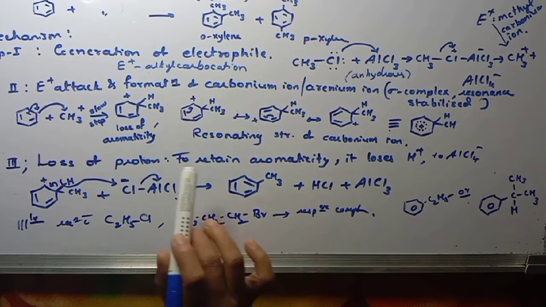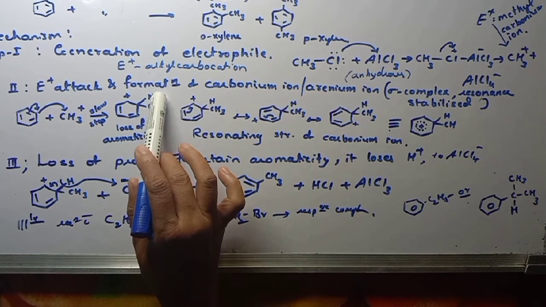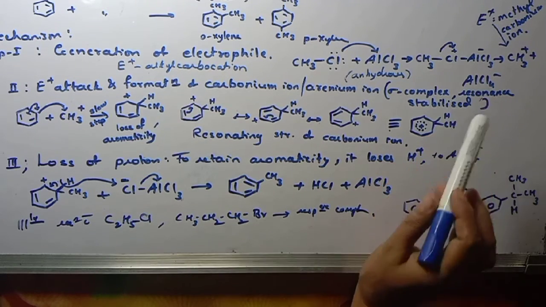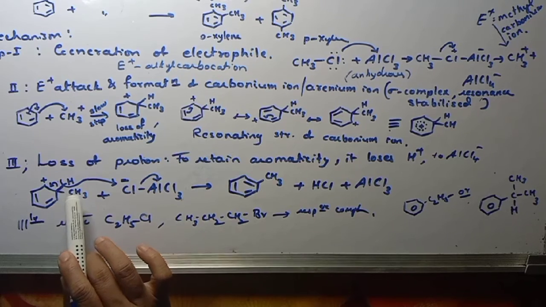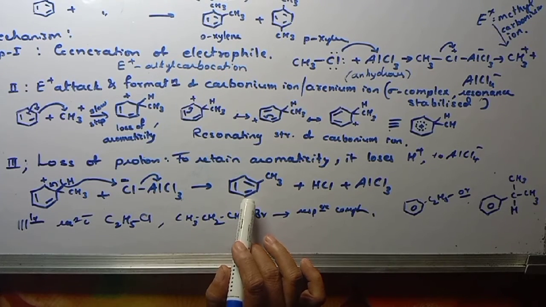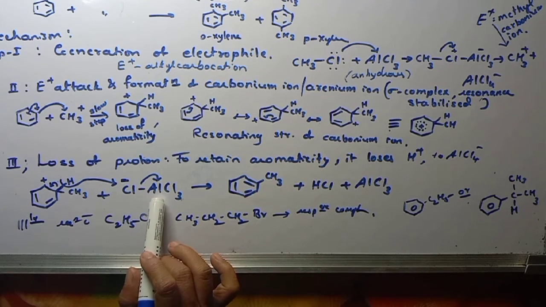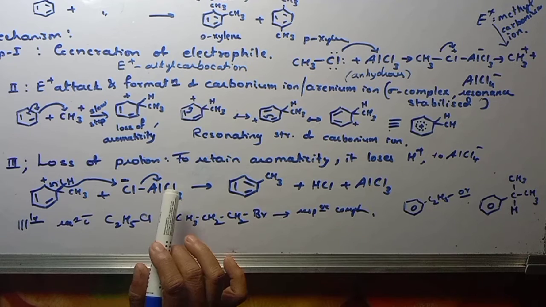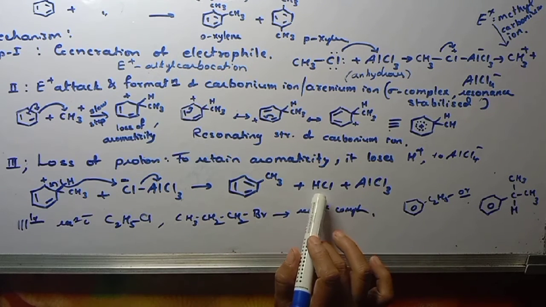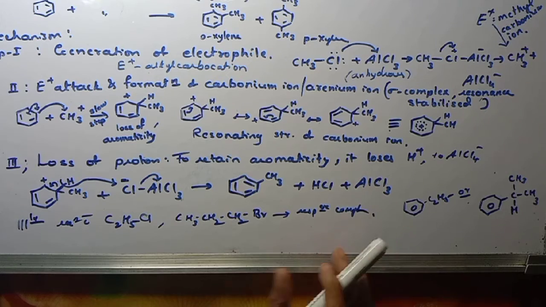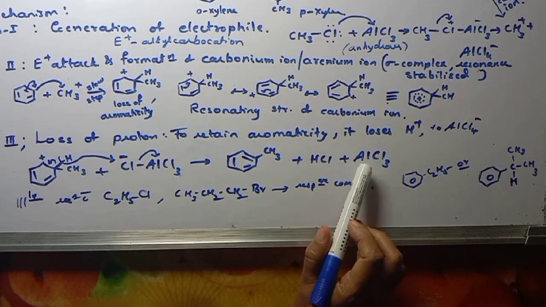That means the H plus ion is lost and given back to the AlCl4 minus, and thereby the ring achieves aromaticity once again by losing that proton, which is taken up by this counter ion, AlCl4 minus, which gives HCl and AlCl3. Once again the catalyst is regenerated.